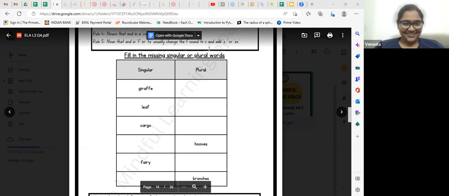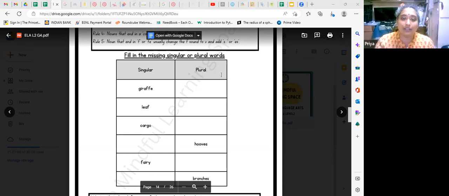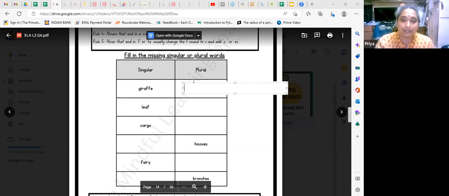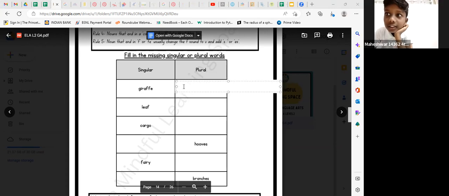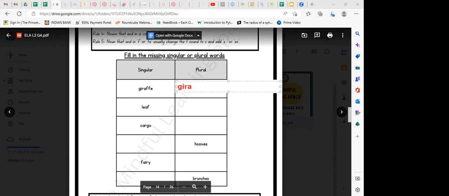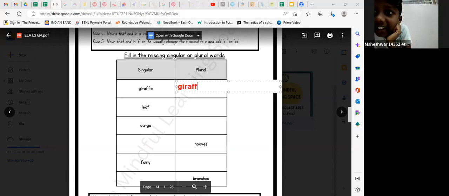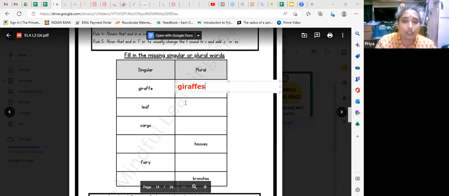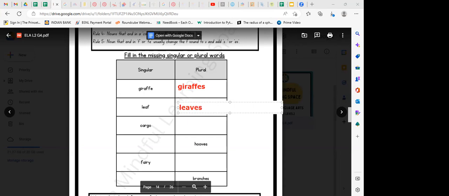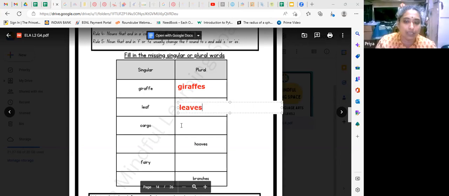Okay, grade 4s, now you can tell me the answers. Giraffe. Yes, Maheshwar, can you spell it, please? Giraffes. Okay, what is it for leaf? Leaves. Spell it. L-E-A-V-E-S. The others also.